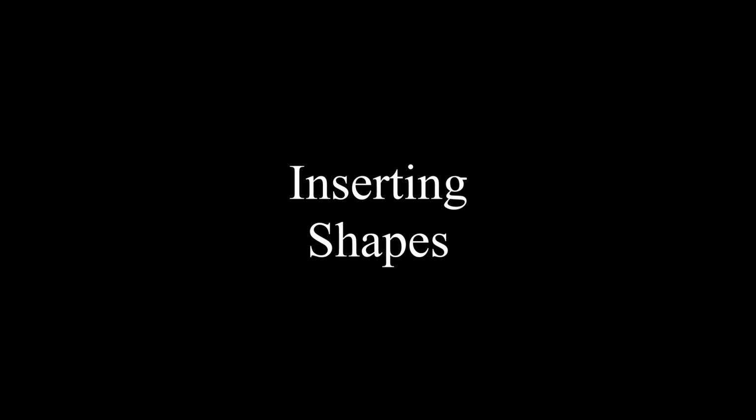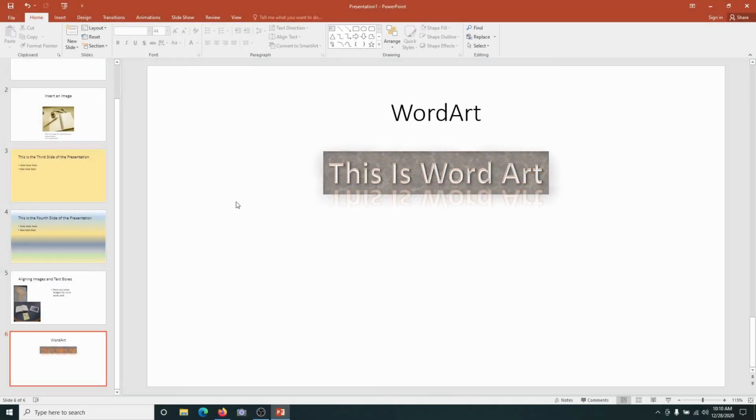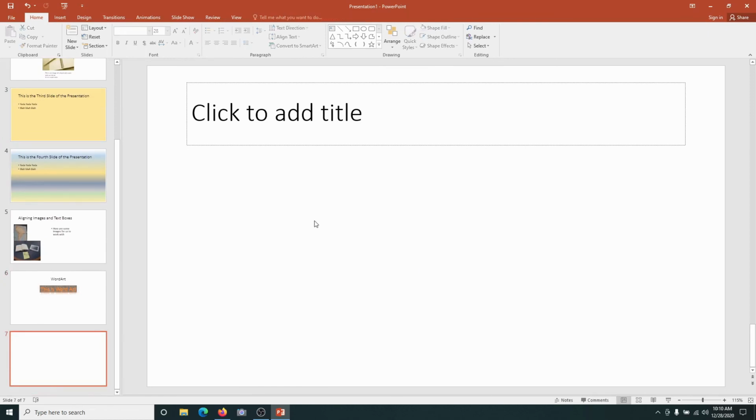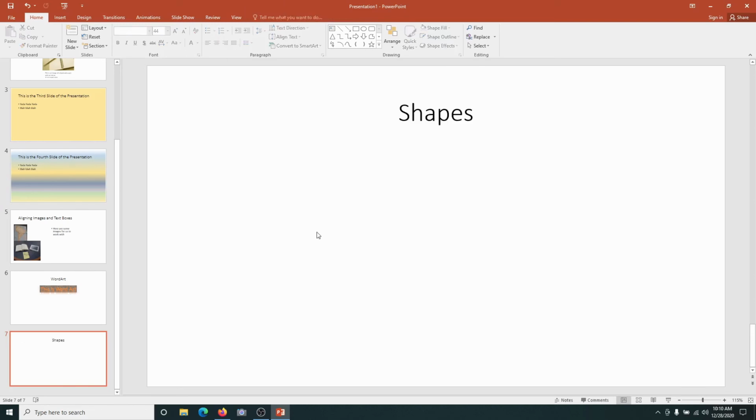Inserting shapes. The last thing we're going to look at today is how to insert shapes into our PowerPoint. Because shapes help us make diagrams, they help us make points, makes things more visually distinctive, visually interesting when we're giving a presentation. So to do a shape, we're going to create a new slide. I'm going to go ahead and delete this small text box here. We're going to add the word shapes to the title text box, and I'm going to insert shapes.